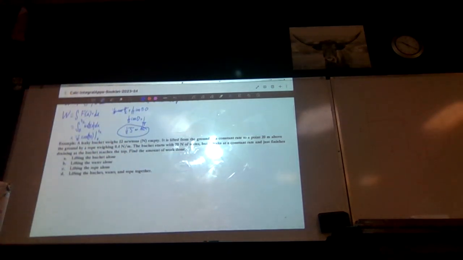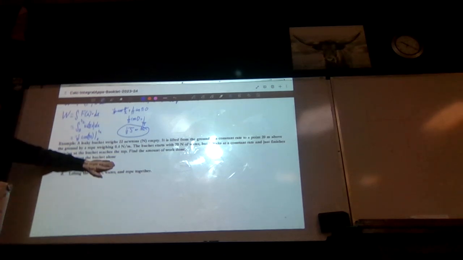Now the problem here is that we have three things acting, right? First we have the bucket. We have to consider the bucket because that's what we're carrying. And the bucket has a constant weight, correct?